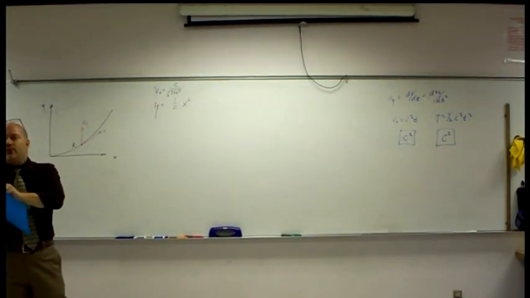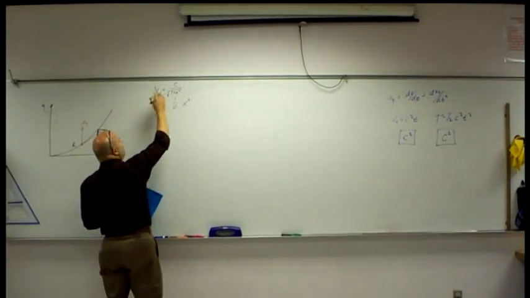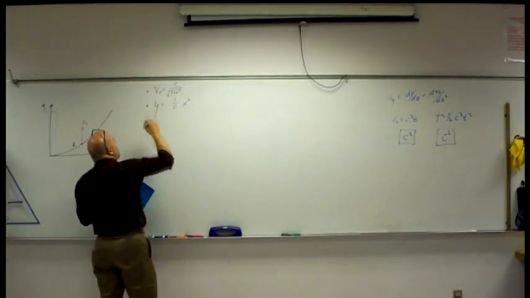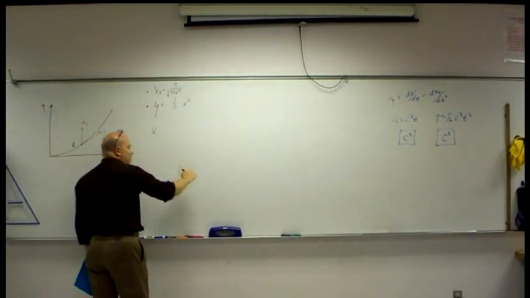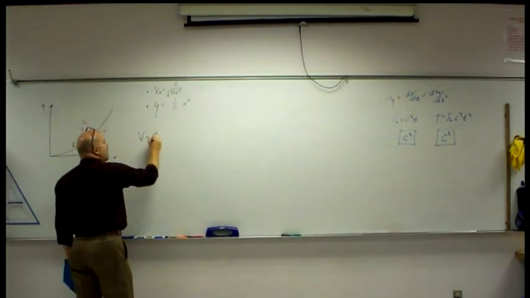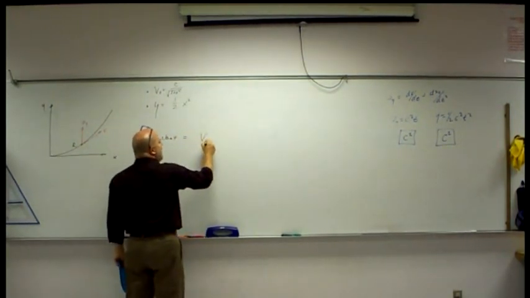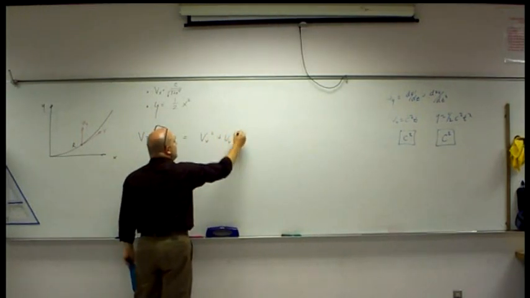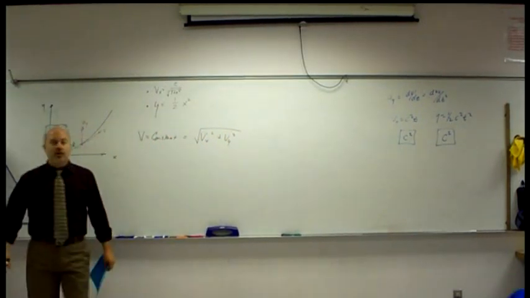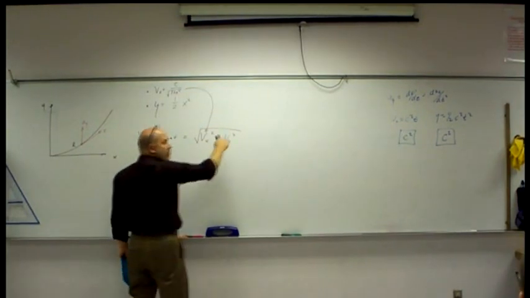Now, here's where it gets really ugly. I think it's ugly. So we have these two things, given that and given that. We're looking to show that the velocity equals a constant. But velocity is the square root of Vx squared plus Vy squared, right? We are given that one. We need to find that one.